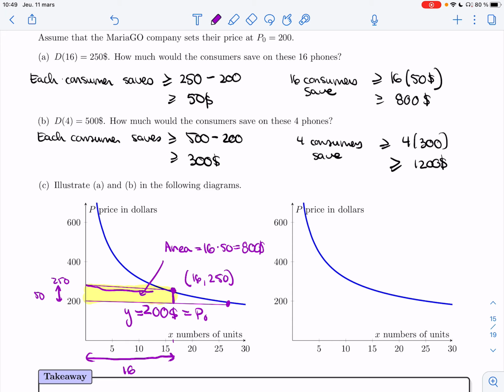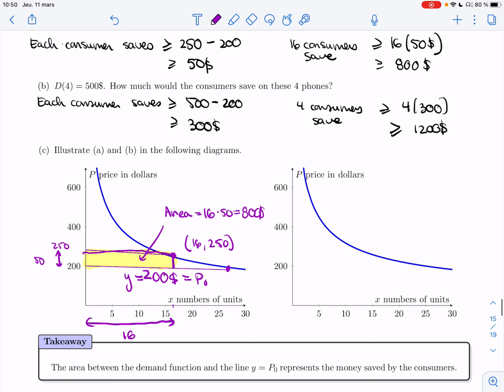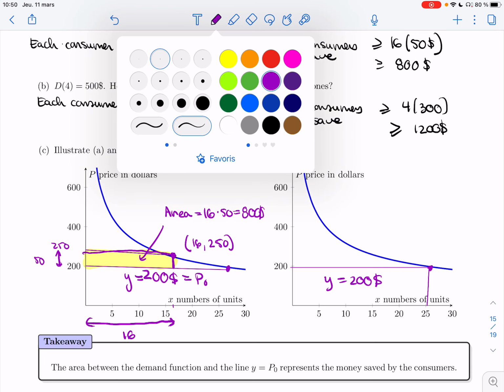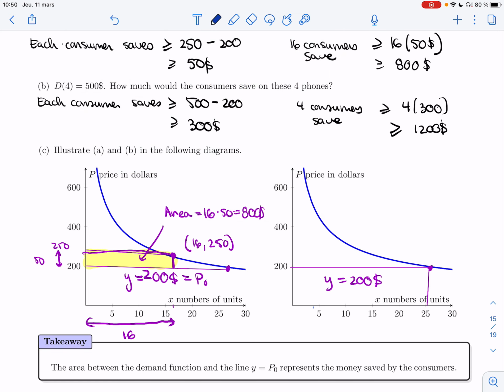And that's the area that we get considering only this point of data, right? So we're ignoring how much these other consumers are saving, and we're ignoring the fact that these consumers were willing to pay way more. All right, so let's do the one from B. I still have the same equilibrium point here at 250, and I still have that lower bound of $200 that we're setting. But now we're looking at the point at 4 and at 500.